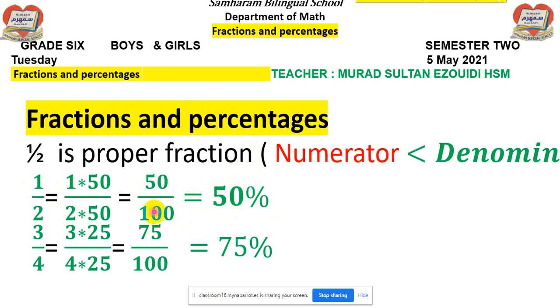50% is 50 divided by 100. It will be 1/2, yes, certainly in its simplest form. Now we move to the second part.